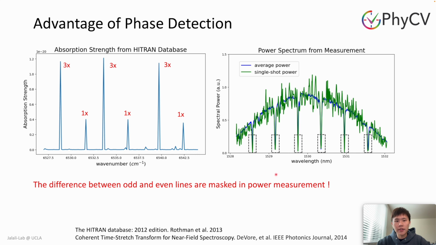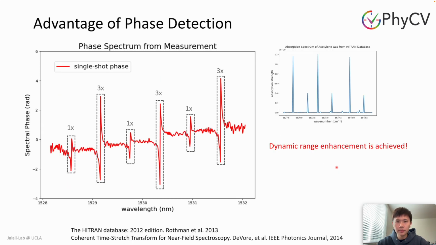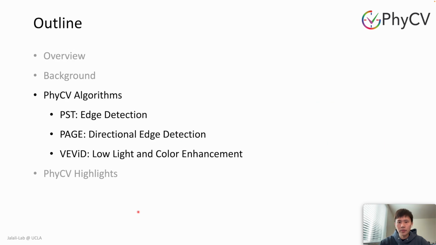However, if we look at the absorption power spectrum from measurement on the right, such a difference is masked in both time-averaged and single-shot measurements because of spectral resolution and noise. But if you look at the phase measurement, it records a much larger difference between odd and even number lines, which is more consistent with theoretical results. Therefore, the phase measurement can be indicative of activity beyond the dynamic range of power measurements. Next, let's look at the algorithms in the current release of PhyCV.